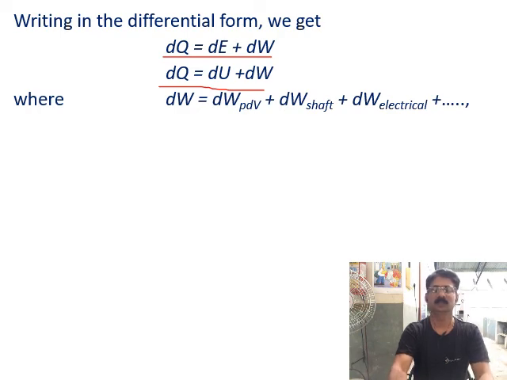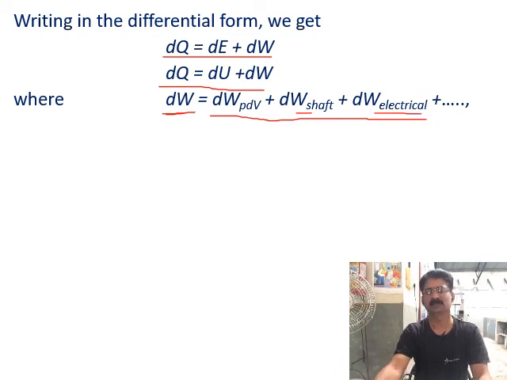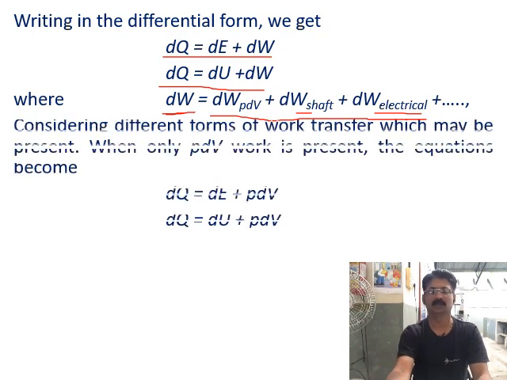Now as we studied in the first part of this module, dW, the net work done on a system, is the sum of all the work interactions between the system and the surroundings. The different forms of work interactions may be the displacement work or the PdV work, the shaft work, the electrical work, and many other forms of work interactions. That we did in the first part. Whenever more than one work interaction is involved between the system and the surroundings, we calculated the net work done by summing all the work interactions. That is what the expression dW represents.